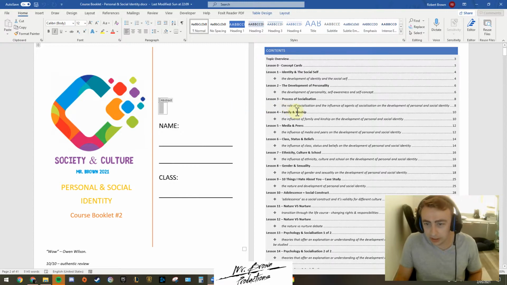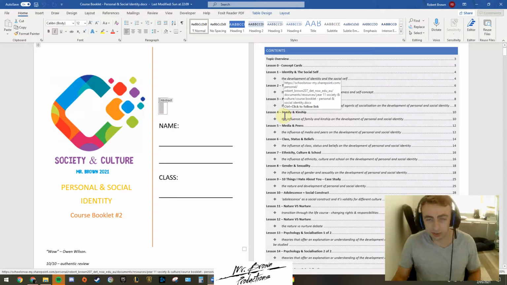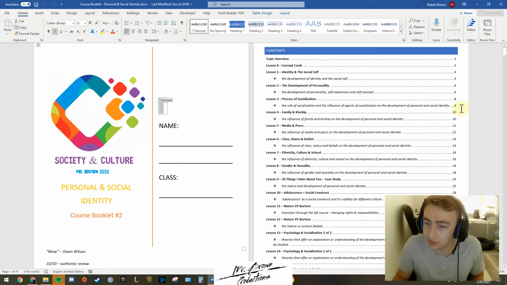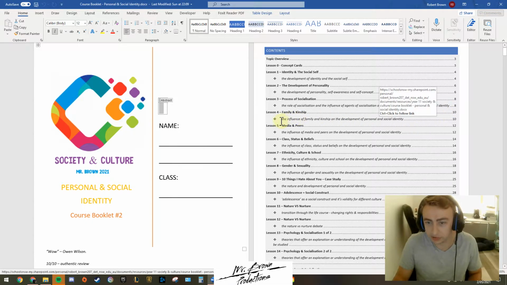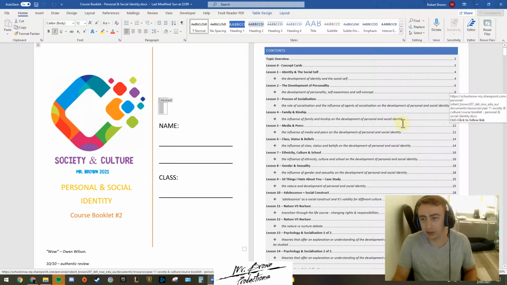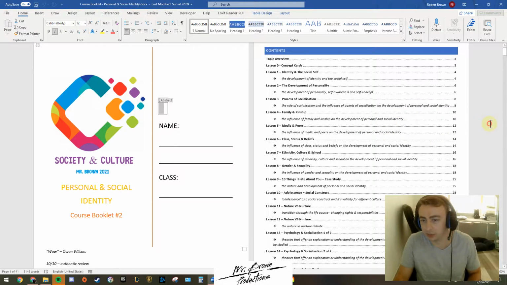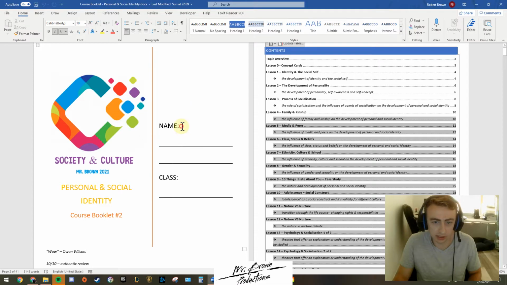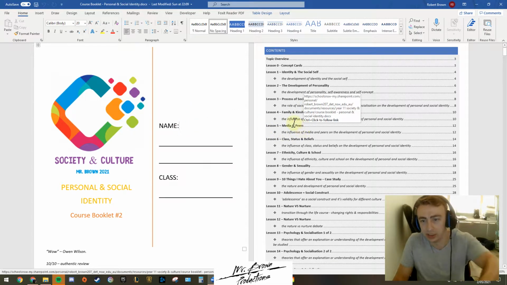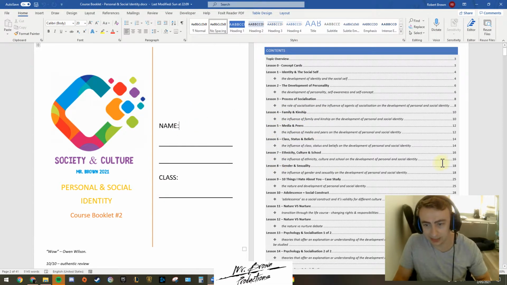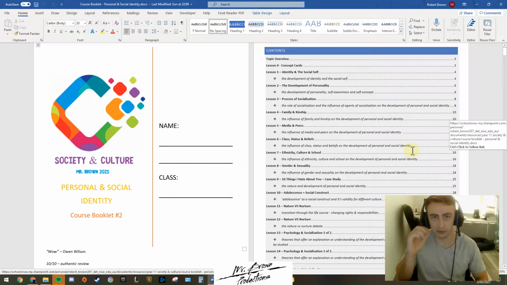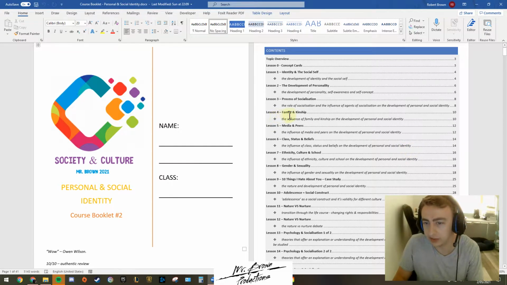We are going to be looking at family and kinship today, which is lesson 4, on page 10. Our syllabus stop point today is the influence of family and kinship on the development of personal and social identity. Through lessons 4 to 8, we're going to be looking at different concepts in terms of how they influence the development of personal and social identity. All of these can be considered socialization agents.